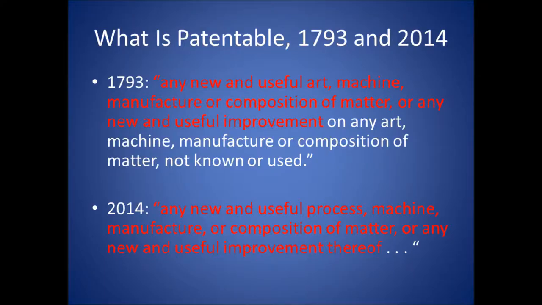Jefferson himself wrote the definition of what could be patented into the Patent Act of 1793. You've seen this before today, I forget which talk, but let me just repeat it here to show it to you again, because it's relevant to this notion of a natural commons. So in 1793, what's patentable is any new and useful art, machine, manufacture, or composition of matter, or any new and useful improvement on any art, machine, and so on.